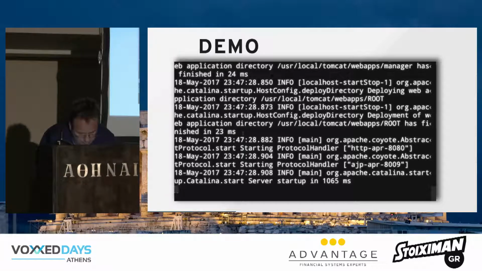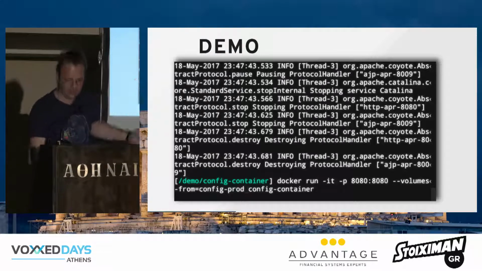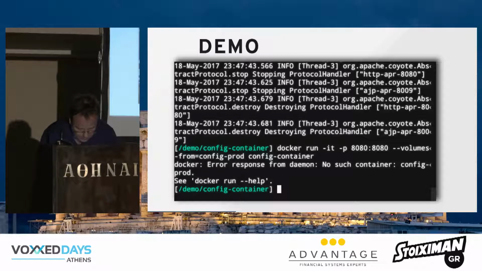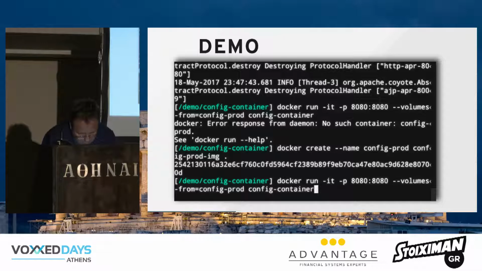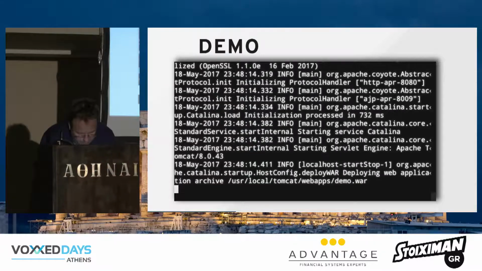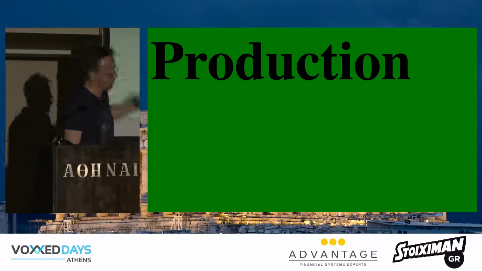And the good thing is that I can do the same for the production one. I already have created this config prod container, so I only have to exchange the other container during runtime, during startup. Config prod, no, I have to create it, sorry. But I already, so now let's start. Okay, now you see it's running in production.